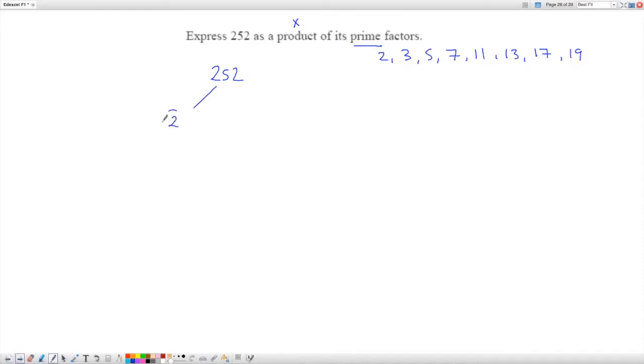252 is an even number, so let's split it by 2. 2 is a prime, can't continue. Half of 252 is 126, also an even number. Split it by 2, get 63. 63 is not an even number, can't divide by 2, but can divide by 3. 3 times 21 makes 63.